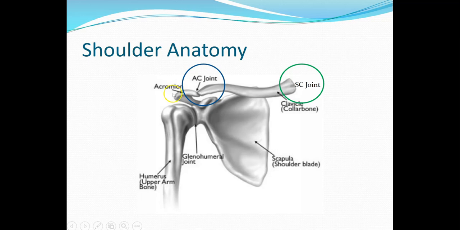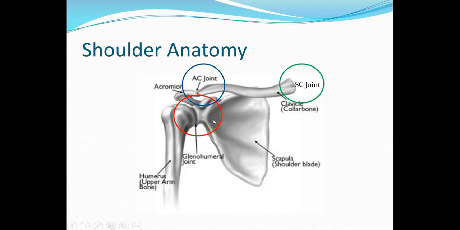The acromioclavicular joint, or the AC joint, is the joint circled in blue, formed between the end of the collarbone and the tip of the shoulder blade, shown here. The glenohumeral joint is a ball and socket joint, circled in red. The ball is formed by the top part of the arm bone, shown here. The socket part is part of the shoulder blade, which is also called the scapula, shown here.